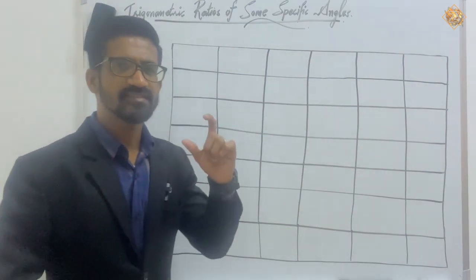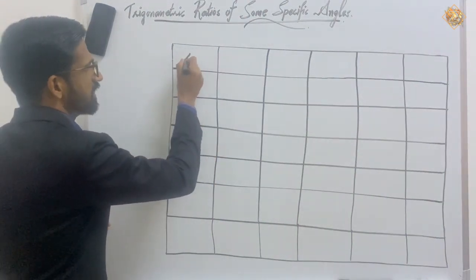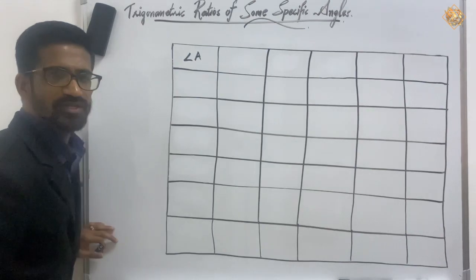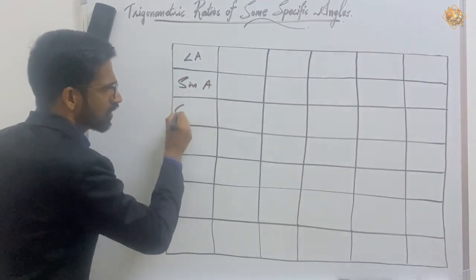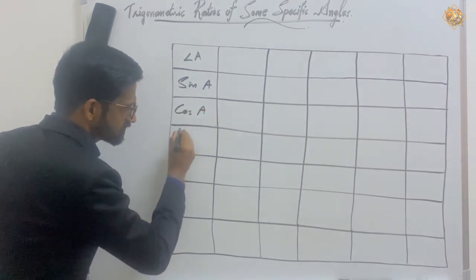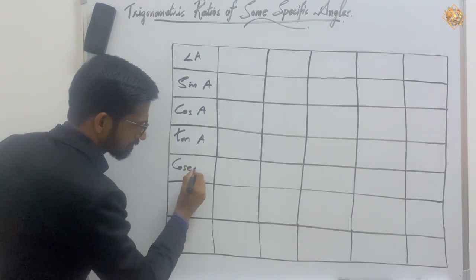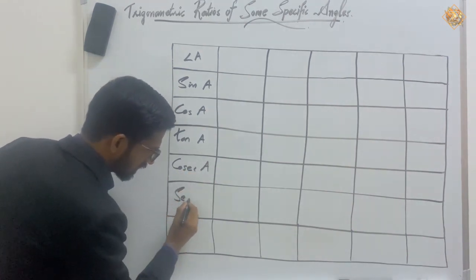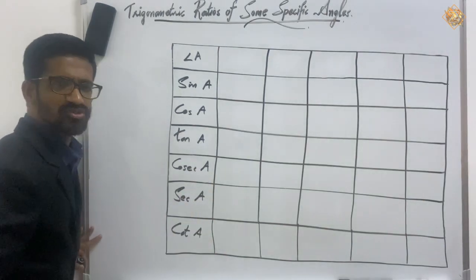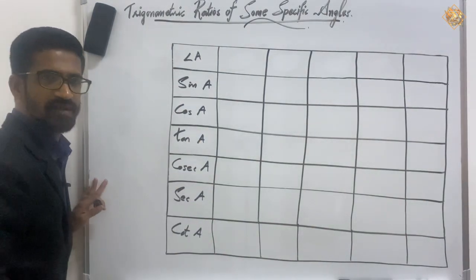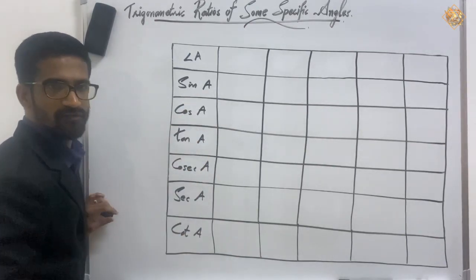Before that, which are the 6 trigonometric ratios of angle A? That is sine A, cos A, tan A, cosec A, sec A, and cot A. Isn't it, students? We have already discussed this in the previous class, and we must know this in the same order. That will be helpful for you.